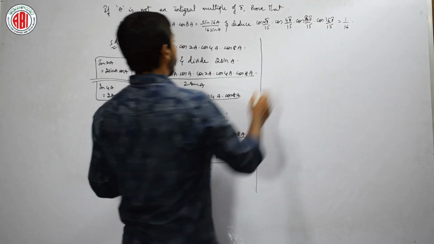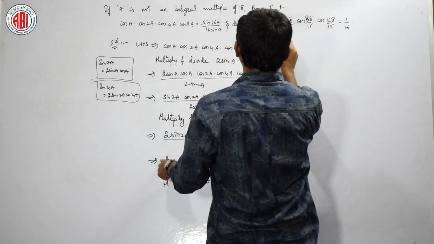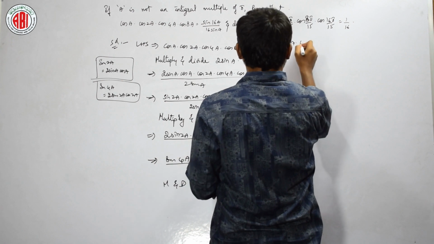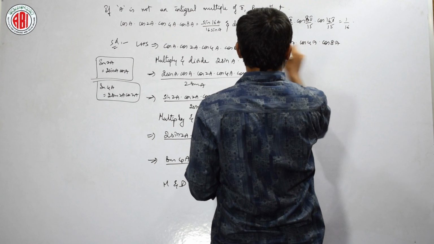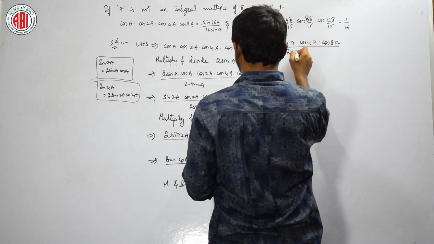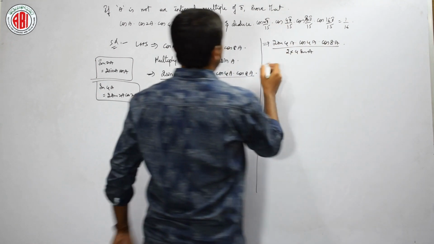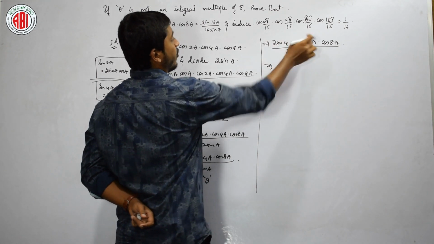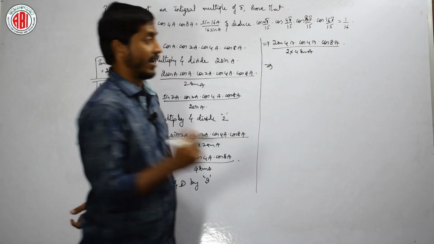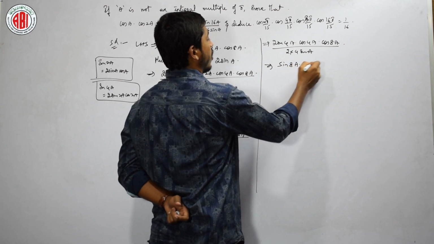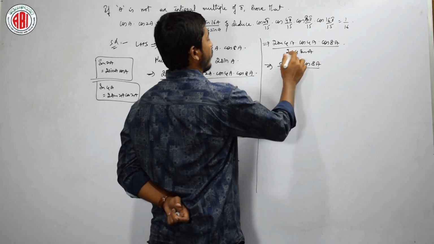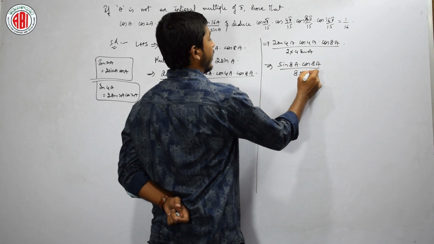It will become 2 sin 4a cos 4a into cos 8a divided by 2 into 4 sin a. Again this is 2 sin 4a cos 4a, again double it, it will become sin 8a into cos 8a divided by 4 into 2, which is 8 sin a.